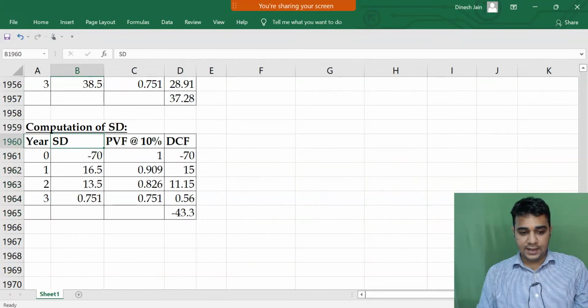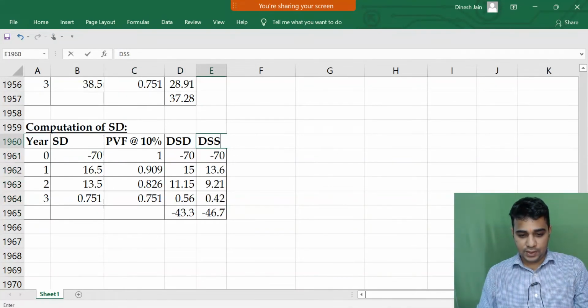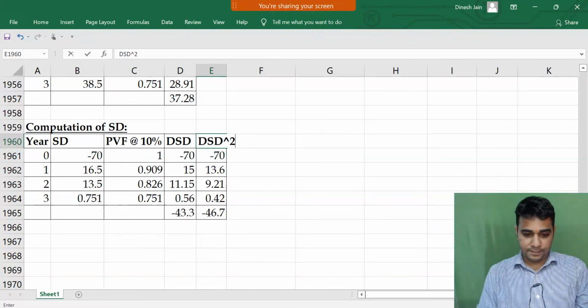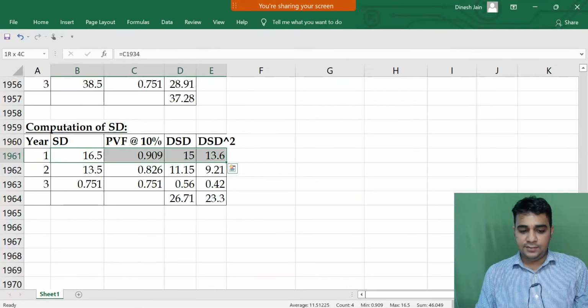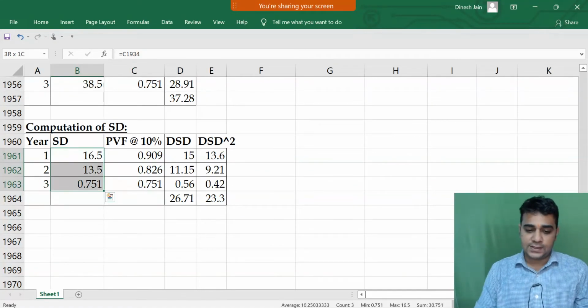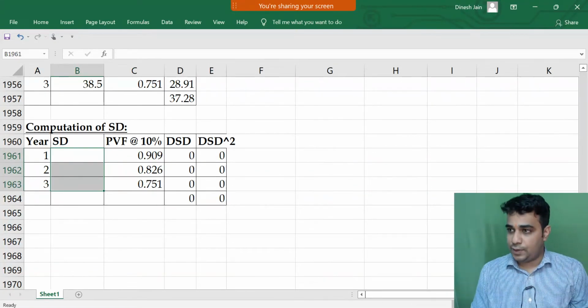Year, standard deviation, discounted standard deviation, square. What is the reason for square and all, you will understand. Year, standard deviation, PVF at 10%, discounted standard deviation, and DSD square. What is this DSD square?